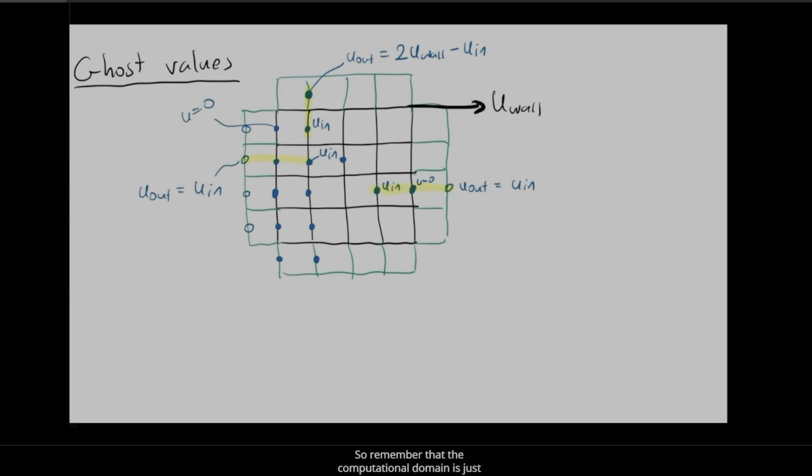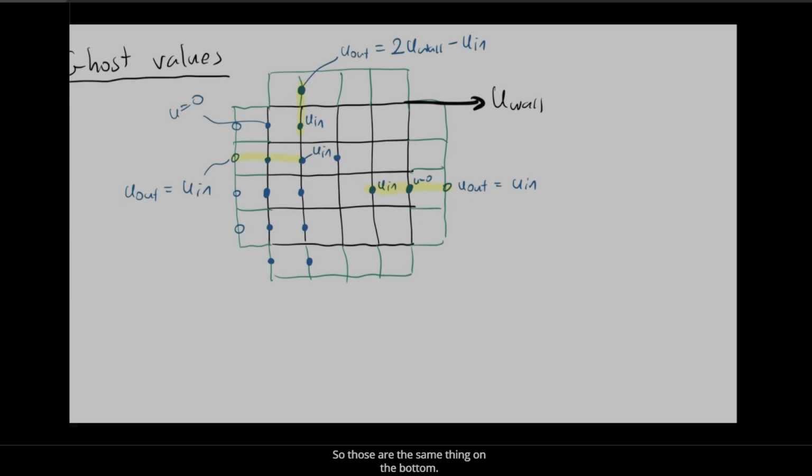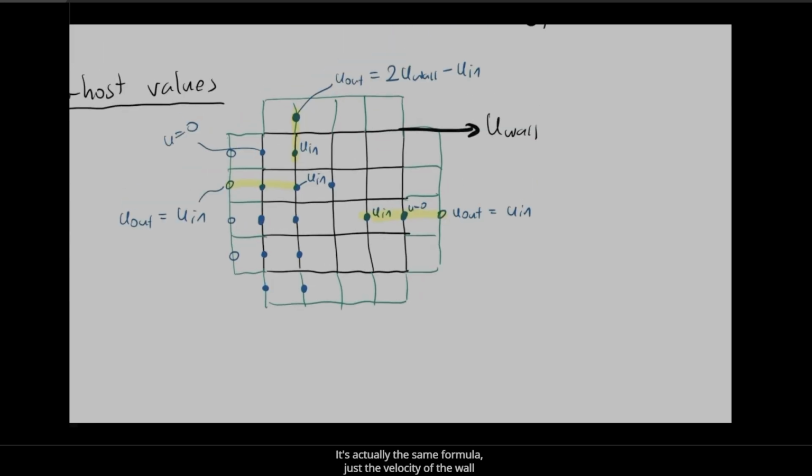Remember that the computational domain is just this part right here, right? So this one's just outside, and you have to use the velocity of the wall to set that value. It's a horizontal wall, so the u velocity is an odd function, and so it's a linear function. It has to pass through u wall, and so by setting this value right here, we ensure that if you connect u in to u out with a linear function, it's going to pass through u wall at the midpoint. Okay. And you do the same thing on the bottom. It's actually the same formula, just that the velocity of the wall will be different for you because it's moving at half the speed. Any questions on the u ghost values?